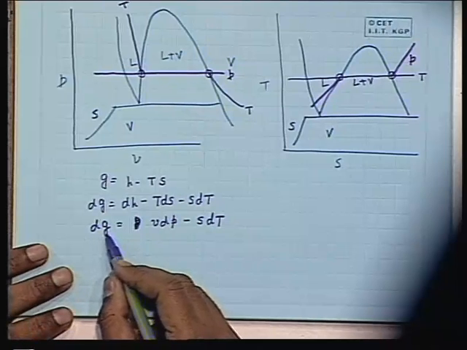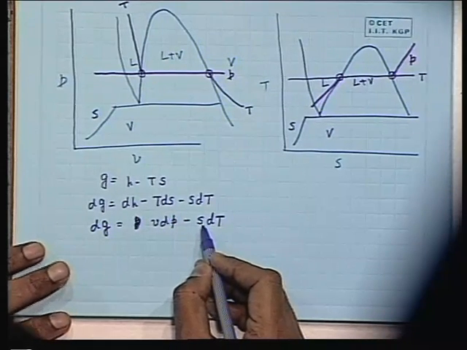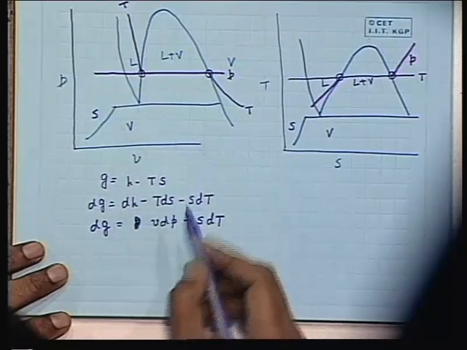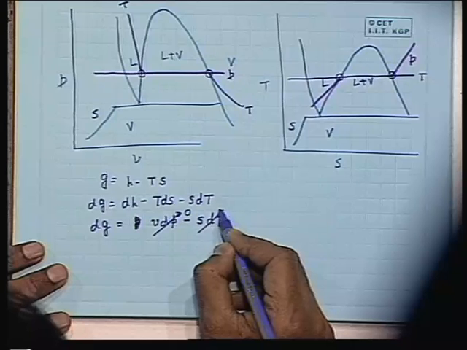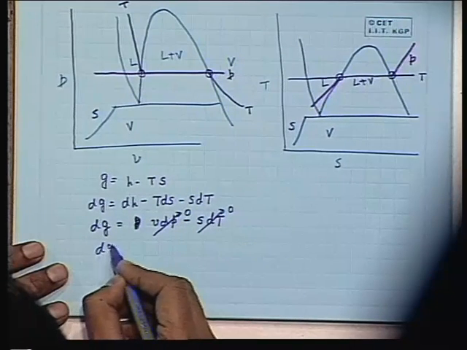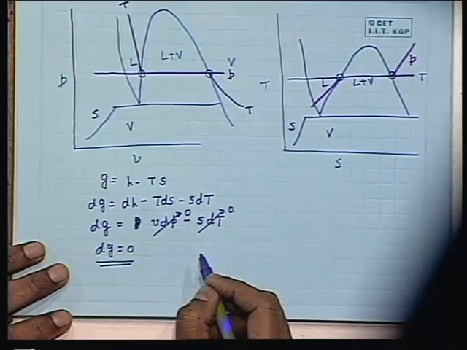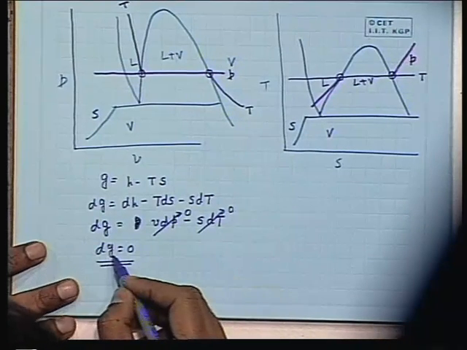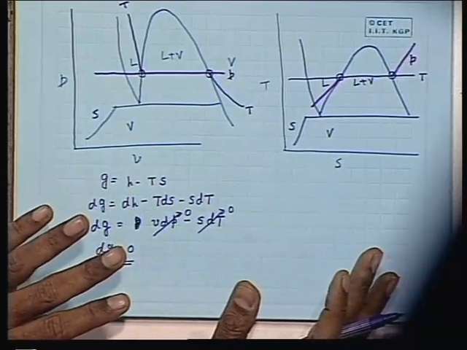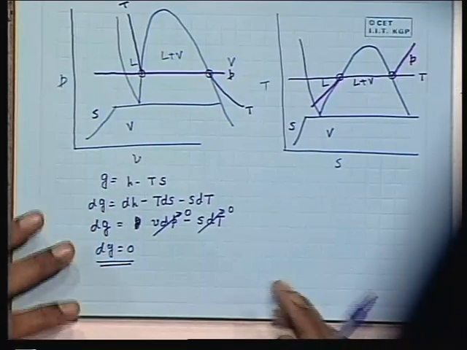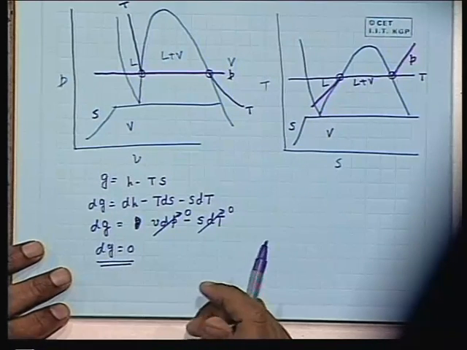So it is the specific Gibbs function, that is why it is small v, specific volume, and small s, specific entropy. Now you see, during this phase change, since pressure and temperature remain constant, which means dP and dT are 0, therefore dg is 0. That means another thermodynamic property, the Gibbs function, the specific Gibbs function, remains constant along with pressure and temperature during a change of phase from one state of matter to another. This is one very important conclusion.